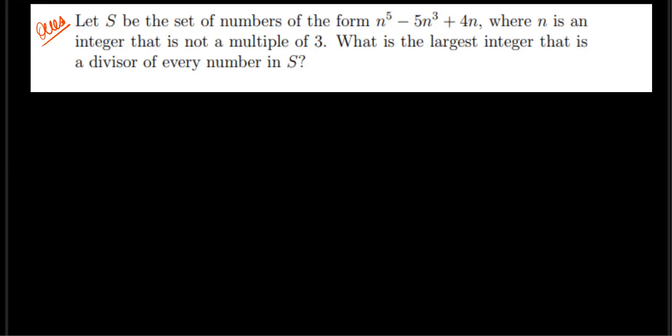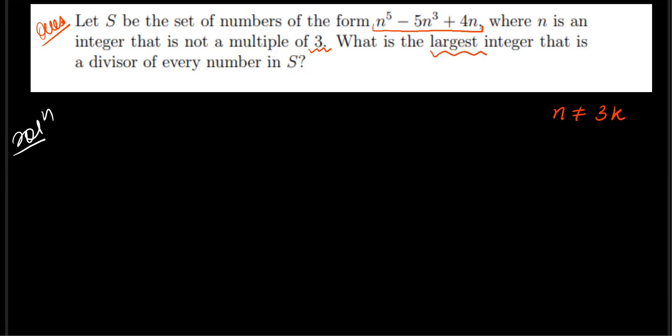So first of all, I'm reading the question which says: let S be the set of numbers of the form n power 5 minus 5n cube plus 4n, where n is an integer that is not a multiple of 3. So just keep in mind that you cannot take n as a multiple of 3. What is the largest integer that is a divisor of every number in S?